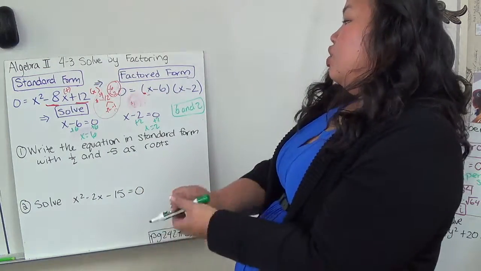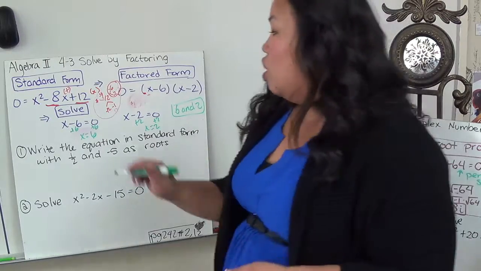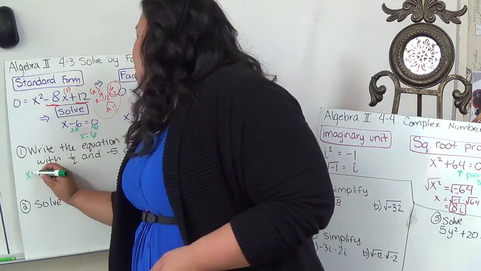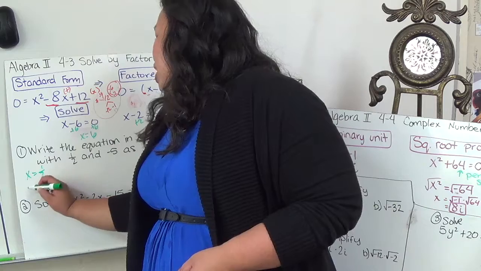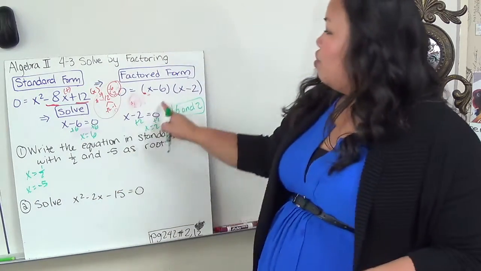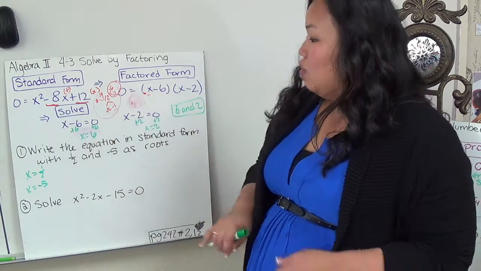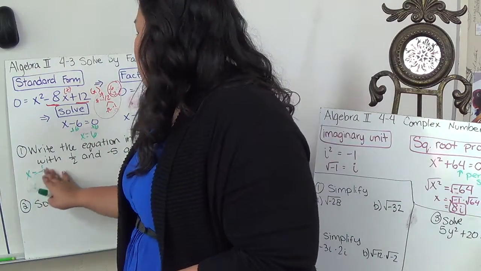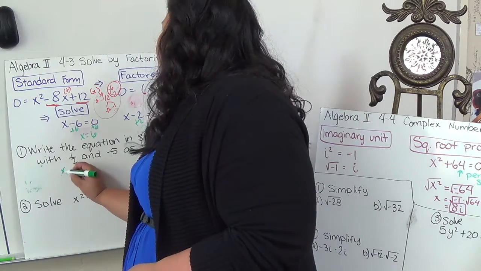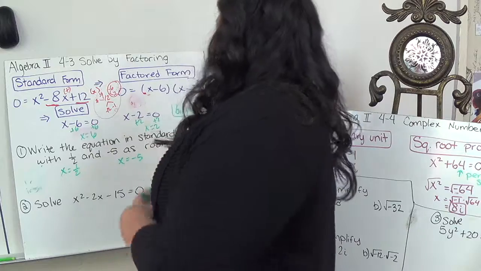So what number 1 is telling you is that they're already giving you the answer. So our answer is x equals 1/2 and x equals -5. They want you to write it in this form, so we're going to move backwards. So now we have to make it equal to 0. So I'm going to write it here. We have x equals 1/2 and x equals -5.